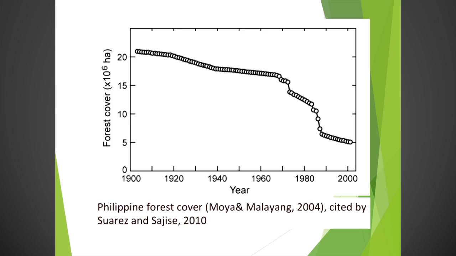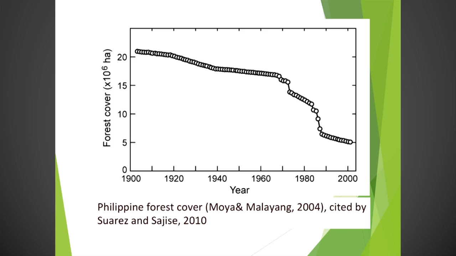Notice that the forest cover in 1900 was about 30 million hectares. Now, in the 1960s to about 1990, from about 18 million that was in the 1960s, the forest cover dropped in 1990 to only about 5 million hectares. So this is what we mentioned earlier as massive deforestation.